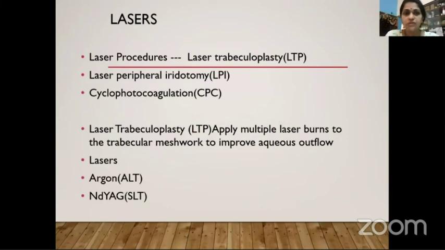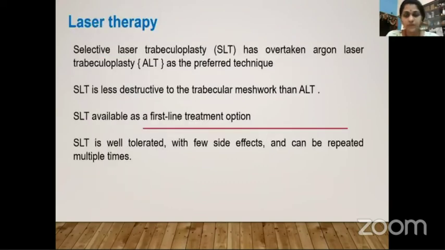Lasers are the next modality of treatment. Since there's a paucity of time, I would be just brushing through the treatment and I would not go into detail. So there's laser trabeculoplasty, laser peripheral iridotomy, and cyclophotocoagulation. In laser trabeculoplasty, we have 2, as we all know, the ALT and SLT. A is argon laser, SLT selective laser. Argon laser is used for ALT and Nd:YAG laser 532 is used for SLT.